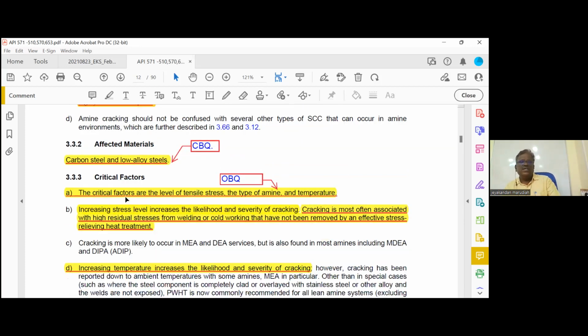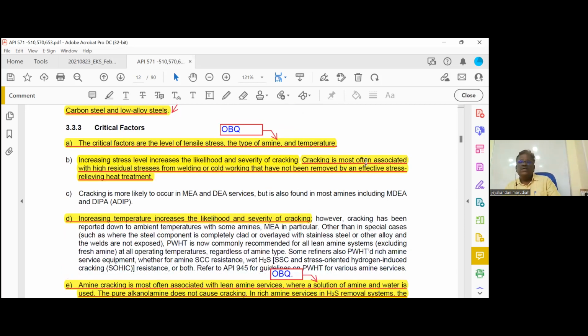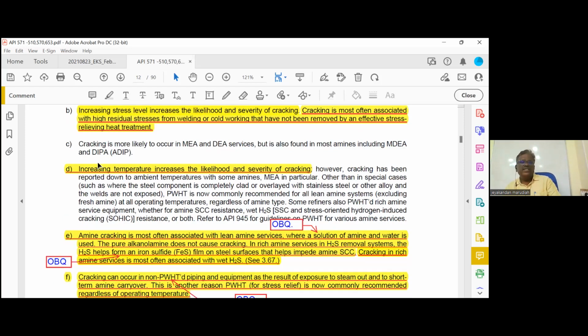Critical factors. The critical factors are the level of tensile stress, type of amine and temperature. That is an open book question. Cracking is most often associated with high residual stress from welding or cold working that has not been removed by an effective stress relief treatment. Highlight that also. Then, increasing temperature increases the likelihood and severity of cracking. I told you, temperature and corrosion are directly related.